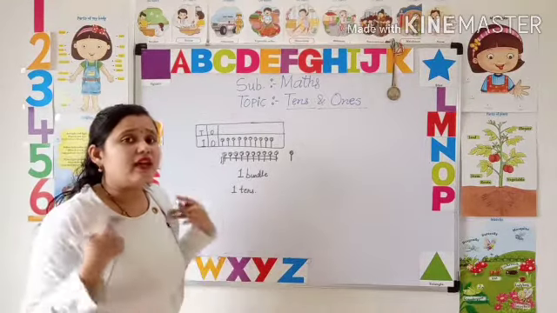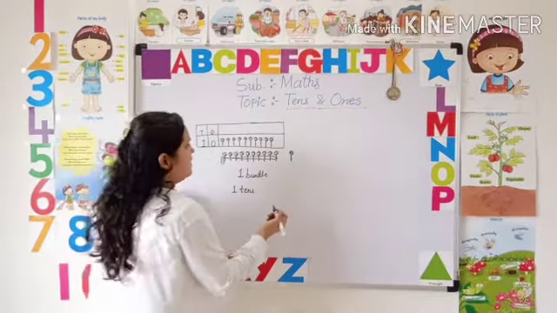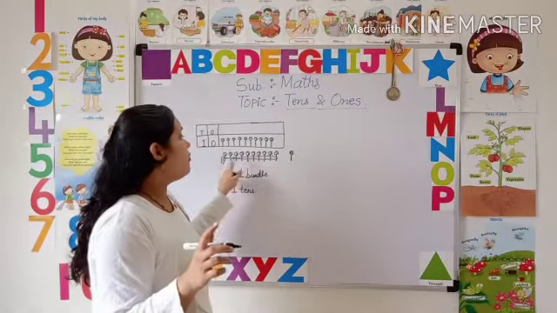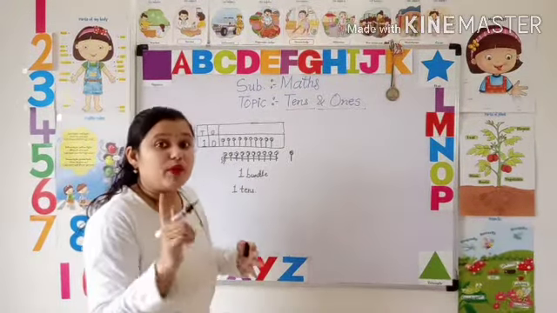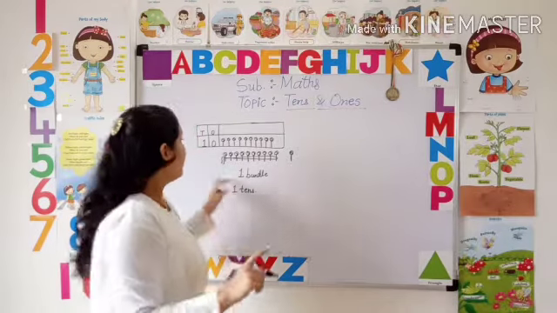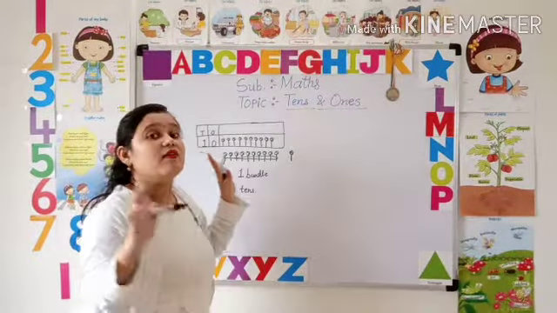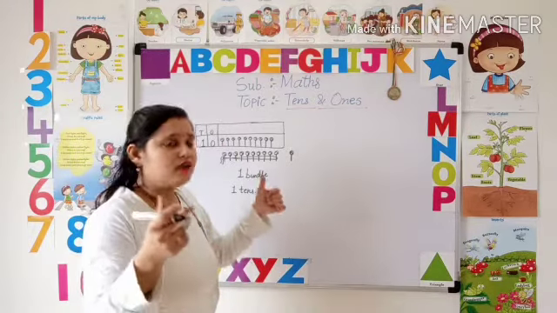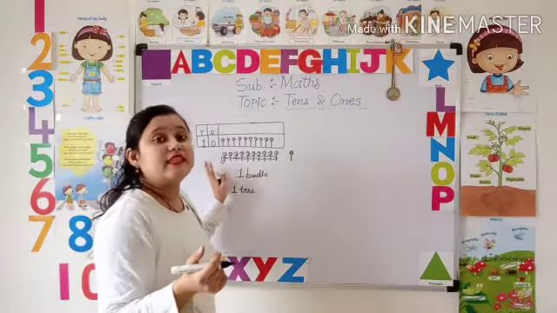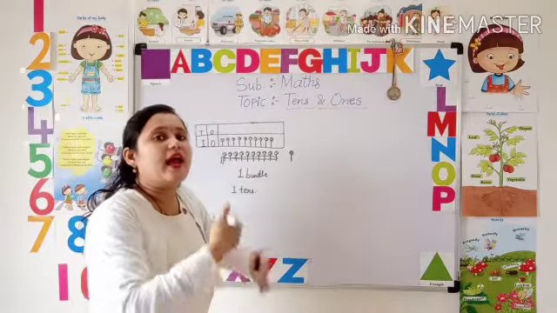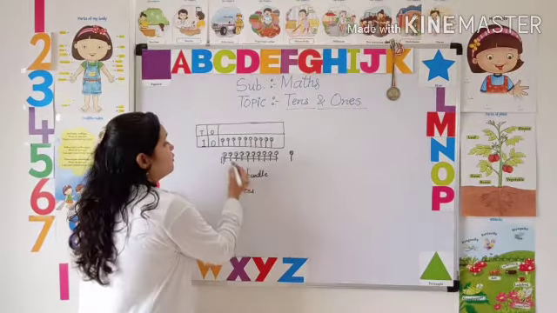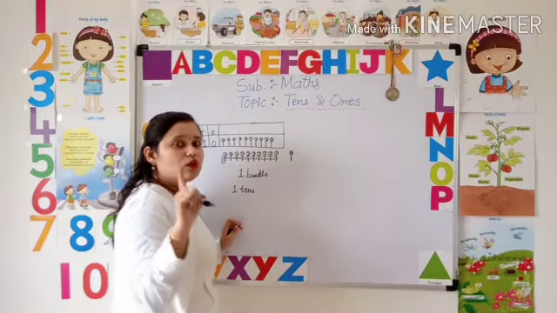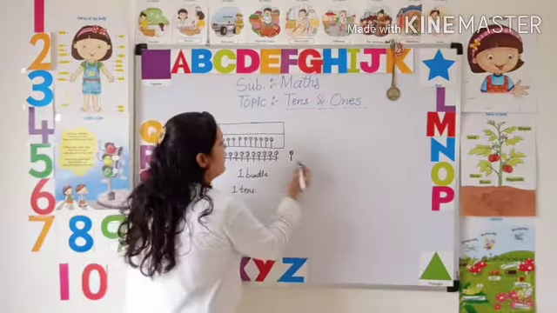So, how can we represent it? Yes. Now, no need to count it again and again because I know it. Okay, in this bundle, we have 10 lollipops. So, we will not count these lollipops again and again. Right? So, which number comes after 10? Do you know? Yes, 11.